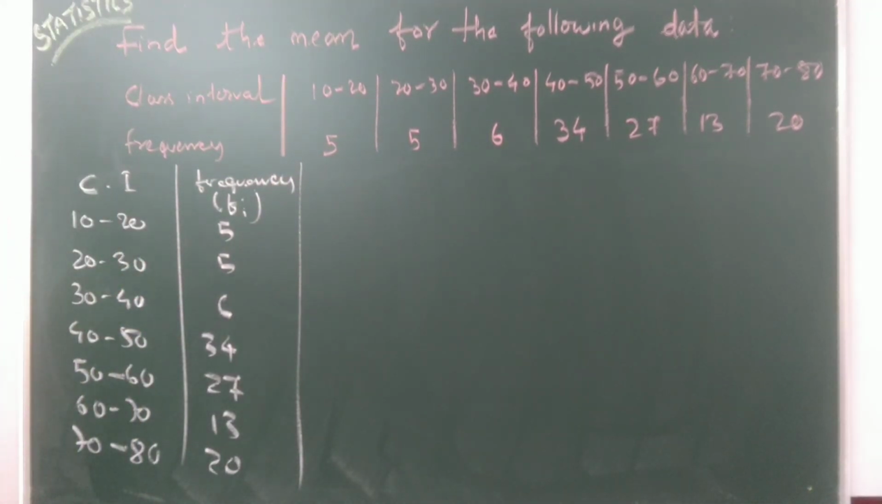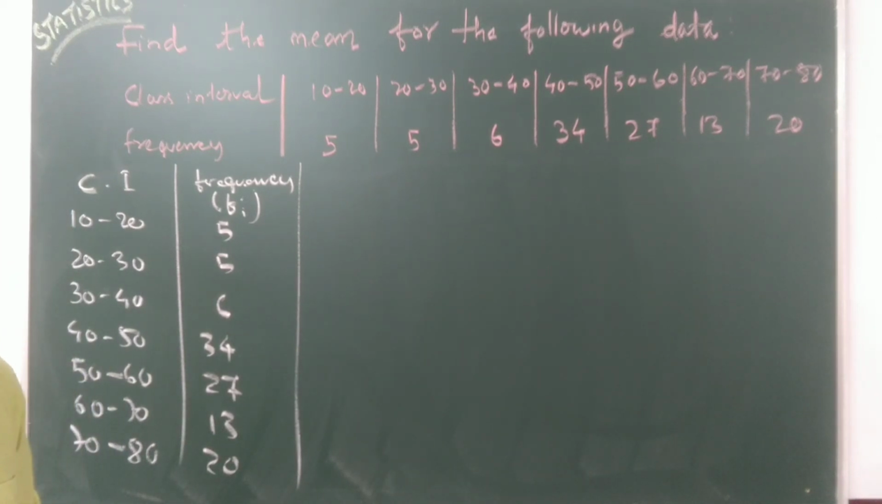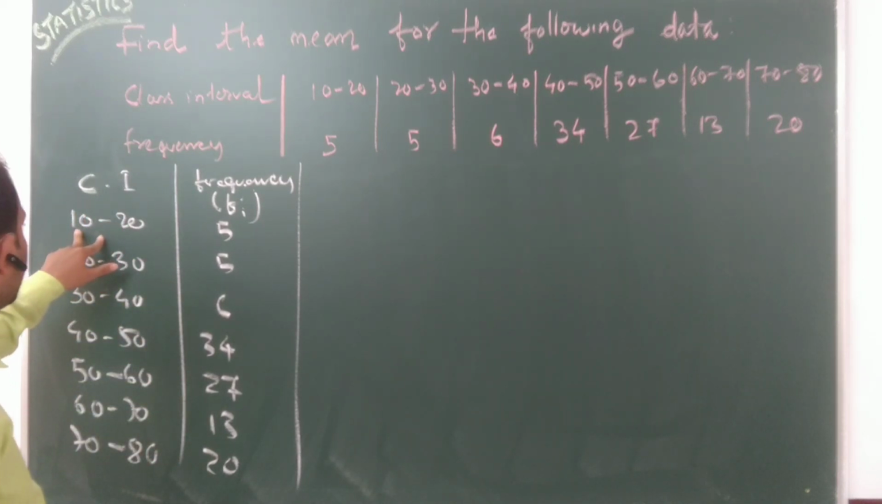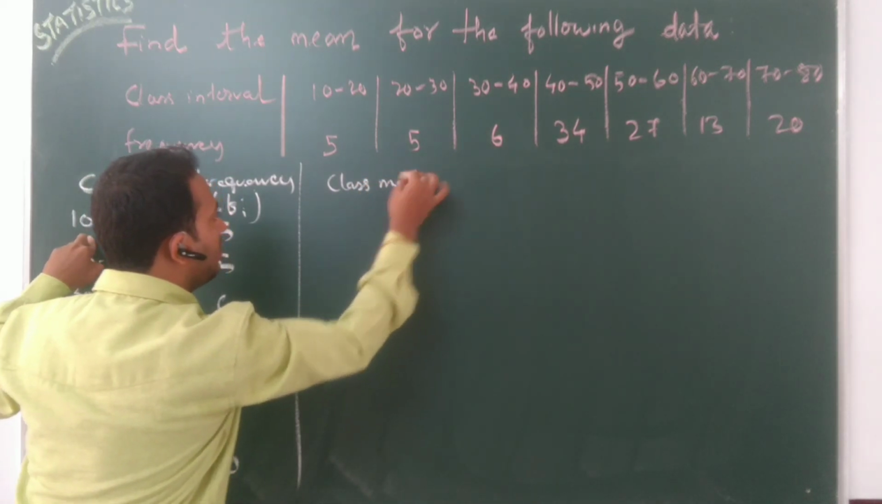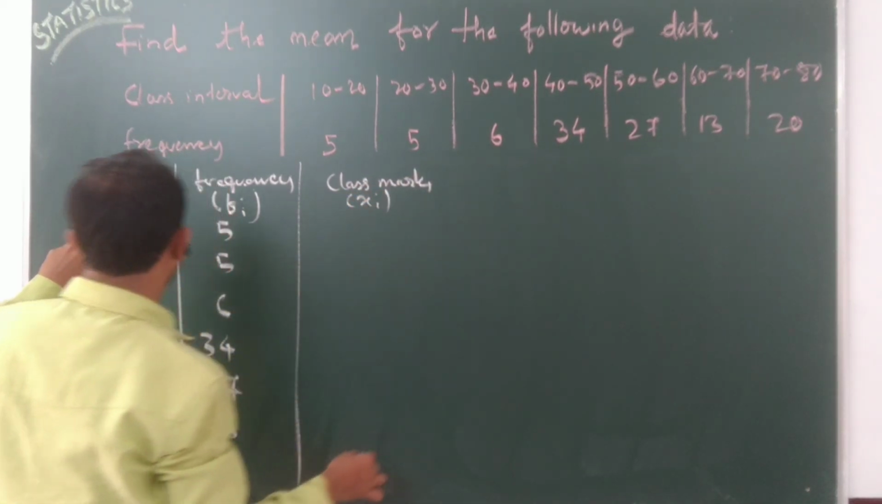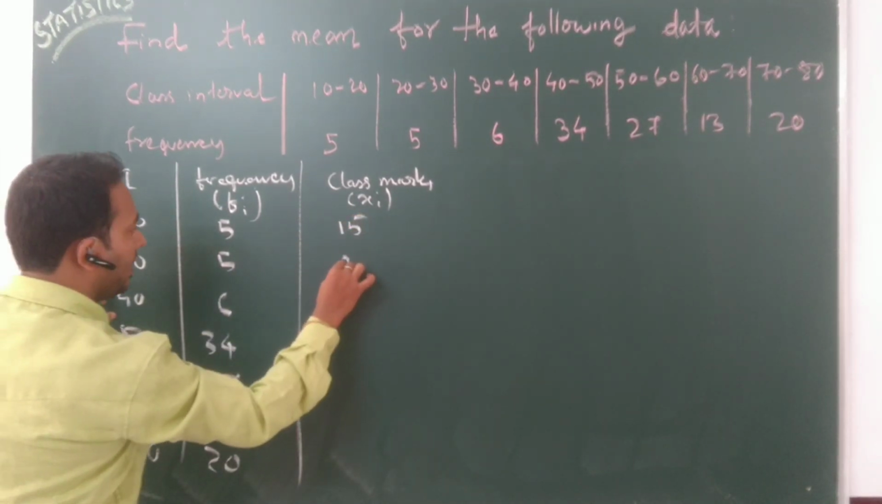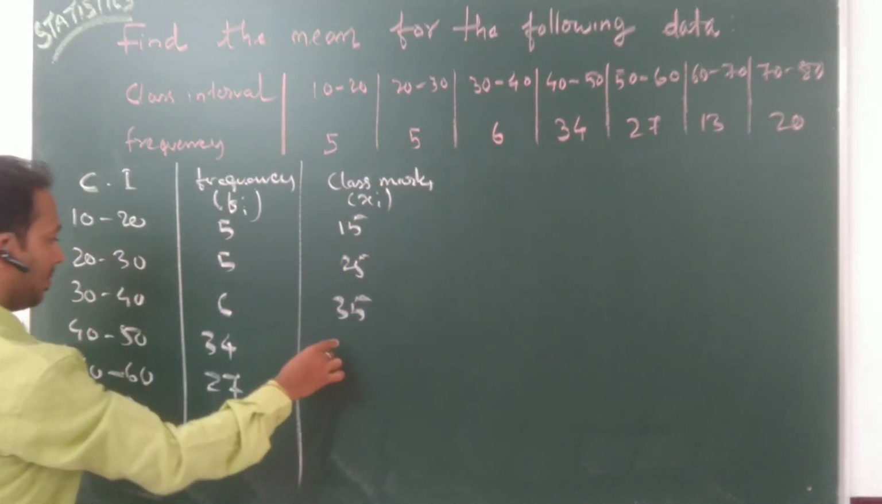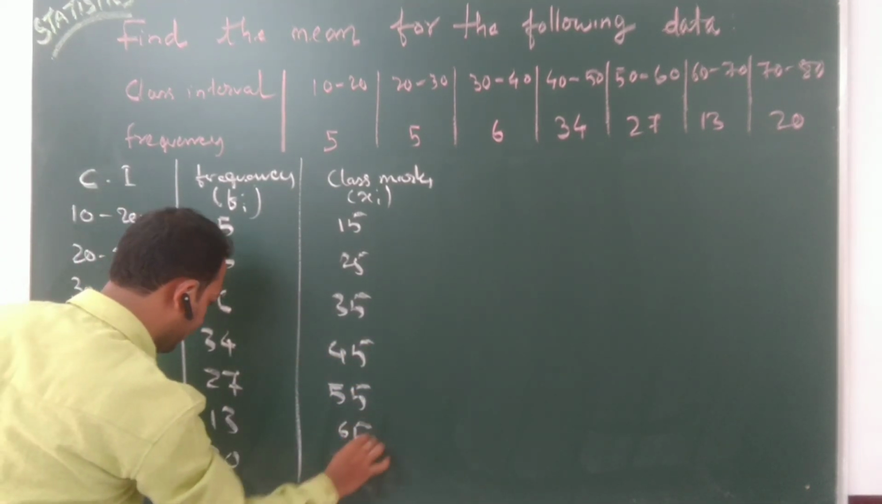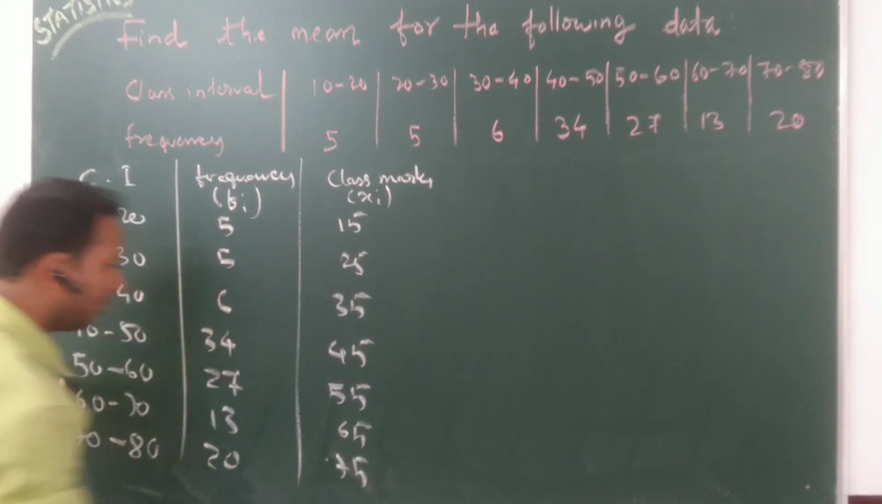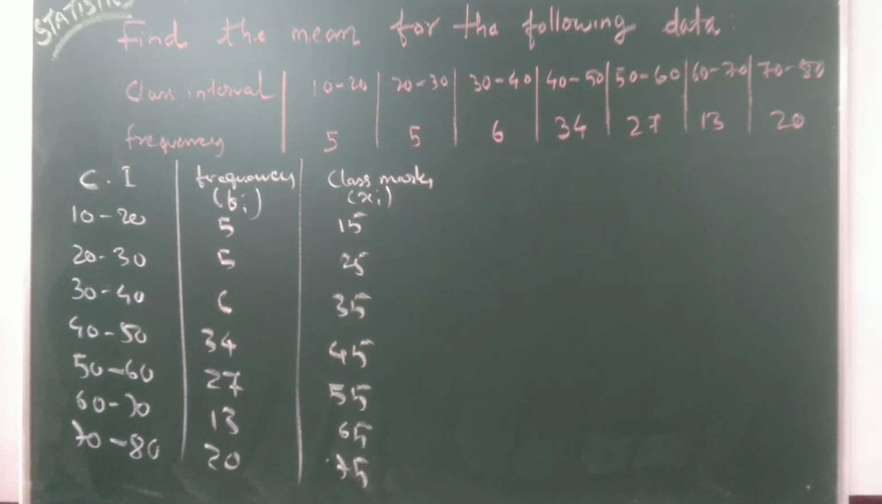Next, to find the mean using the direct method, you need xi, that is class mark. Class mark means the middle value of the class interval. How will you find it? Upper limit plus lower limit by 2. That means 10 plus 20 divided by 2, you will get 15. So we need to write here class mark, and below you mention this is your xi. Now 15, 25, 35, proceed, this is 45, next 55, 65 and 75. If you want to check, you can check it here, no problem.